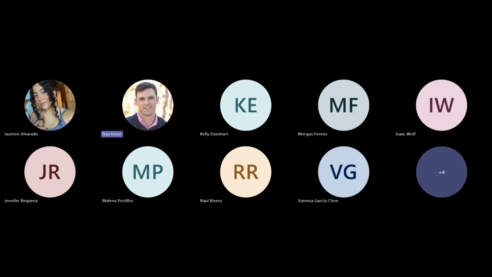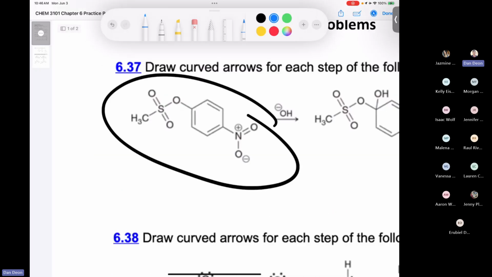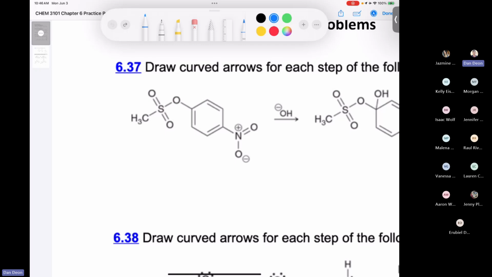Okay, let's take a look at a couple of curved arrows before we call it a day, and then we'll take a look at some more tomorrow. So these are just problems I took right out of Klein, and the reason why I put these in here is because I don't want you to waste all your time drawing the structure. We just want to get to the good part, drawing the curved arrow.